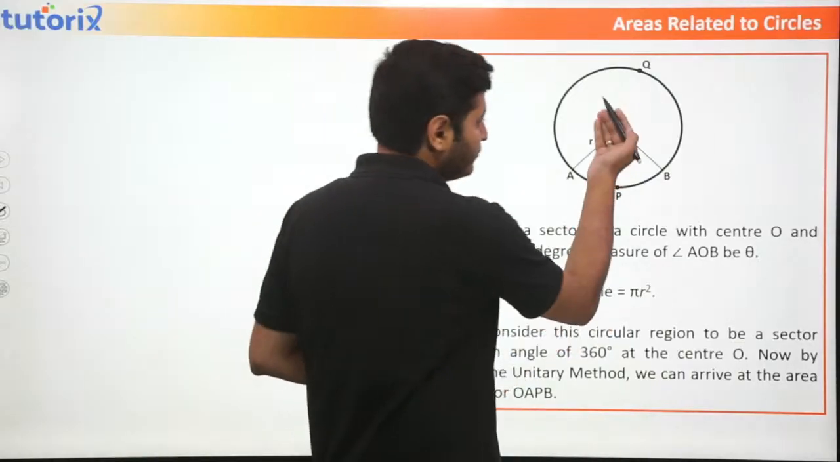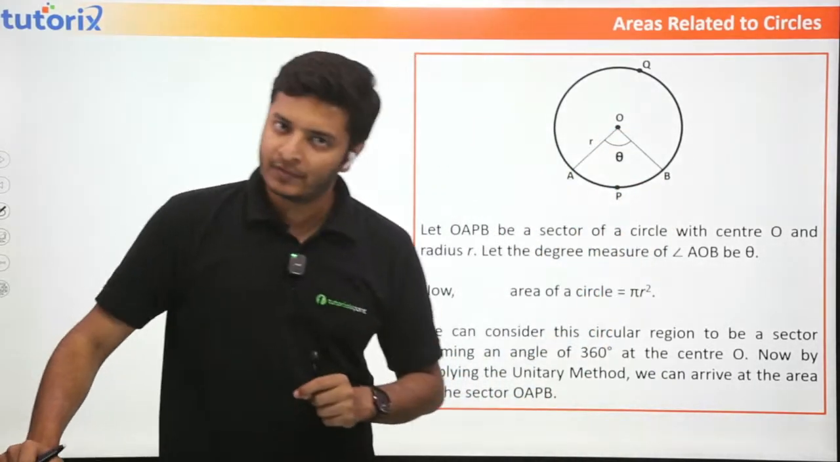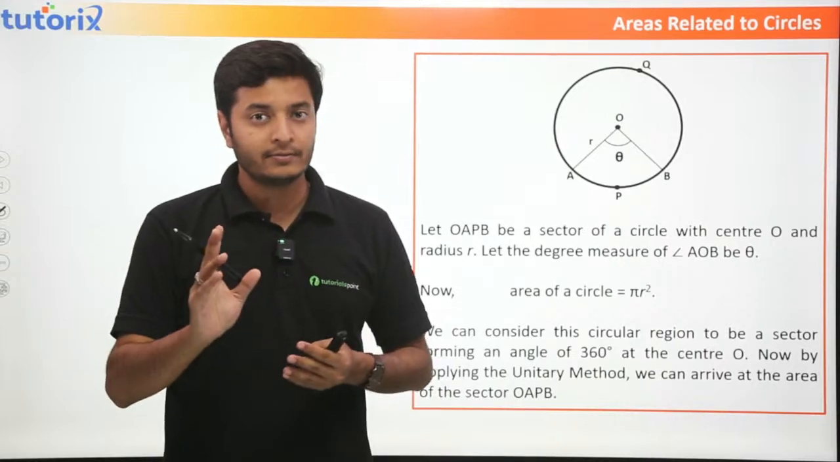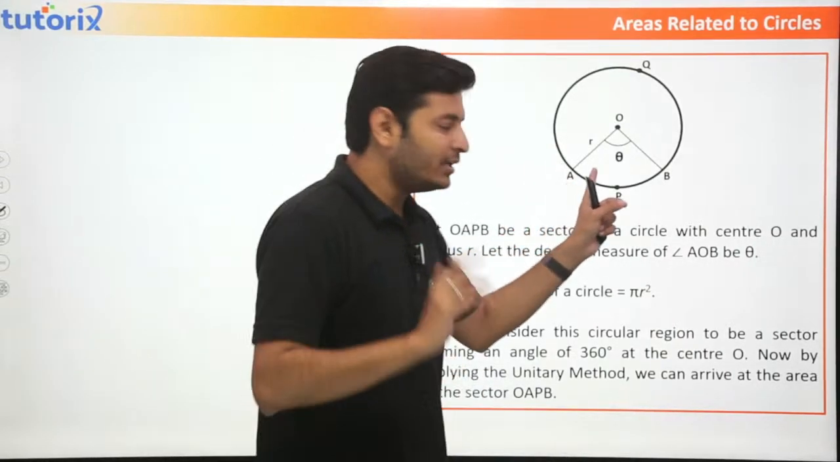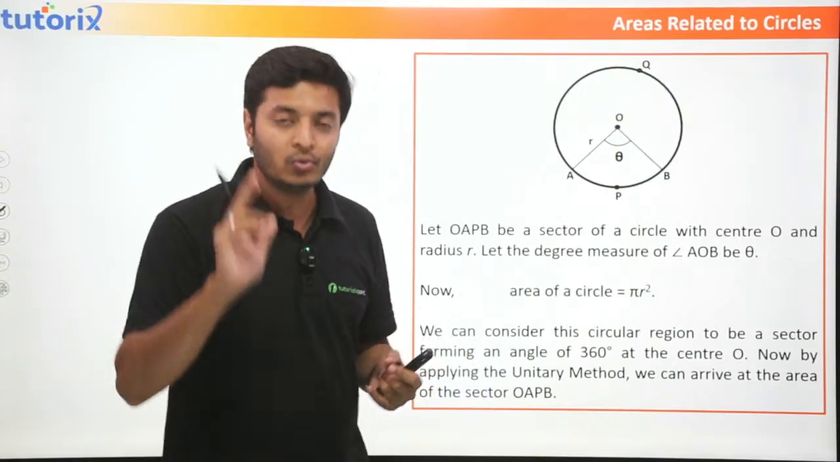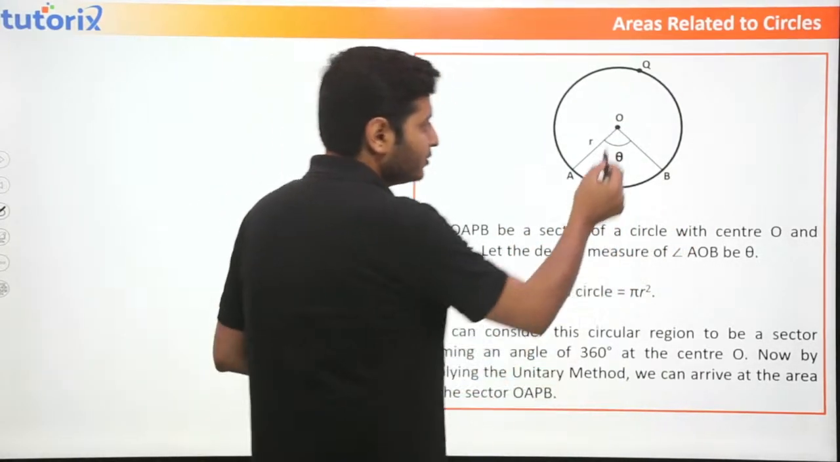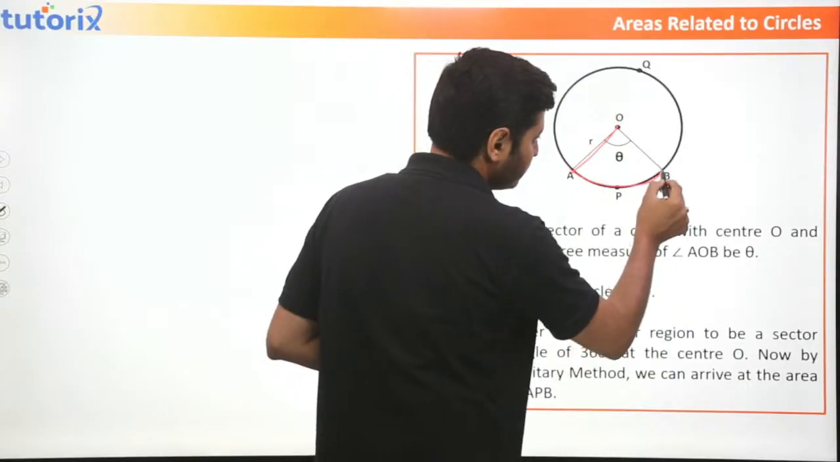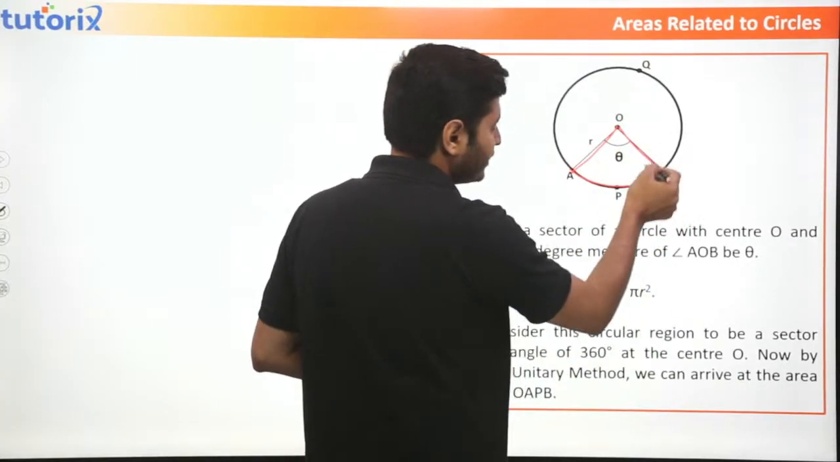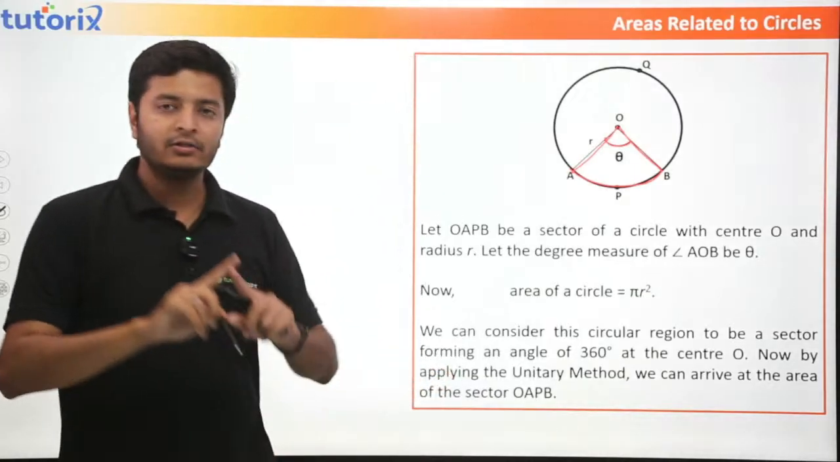Now if I am joining O with A and O with B, we are getting two radii, correct? According to the definition of sector, sector is nothing but circular area enclosed between two radii and the arc, correct? So look at this area. For now this is also a sector, but look at this one. So I am saying that the angle between the two radii is theta.